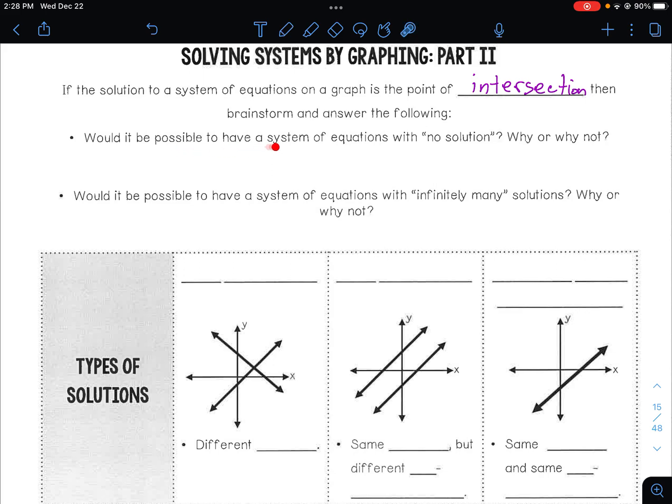Would it be possible to have a system of equations with no solution? Why or why not? Yes, it would be, because the lines may not intersect. Now, would it be possible to have a system of equations with infinitely many solutions? Why or why not? Yes, if the lines are the same.